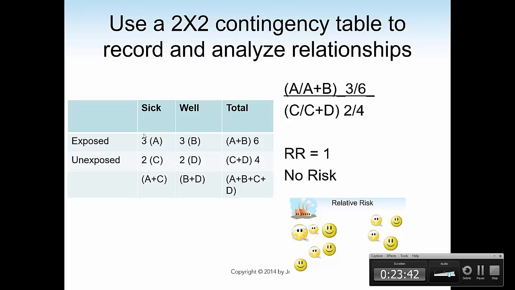So if we have 3 sick and 3 well in the exposed, and 2 sick and 2 well in the unexposed, well then, now we have 3 over 3 plus 3 is 6, so 3 over 6, and we have 2 over 2 plus 2 is 4, so 2 over 4. Do that division in your head: 0.5 over 0.5, that's a relative risk of 1, so that's no risk. Being exposed to whatever is going on in that factory, not a problem.